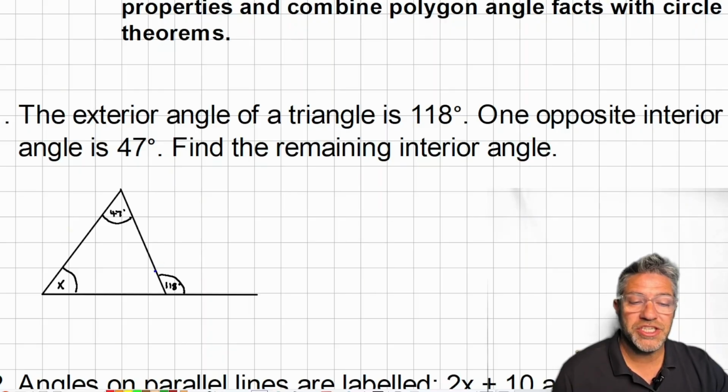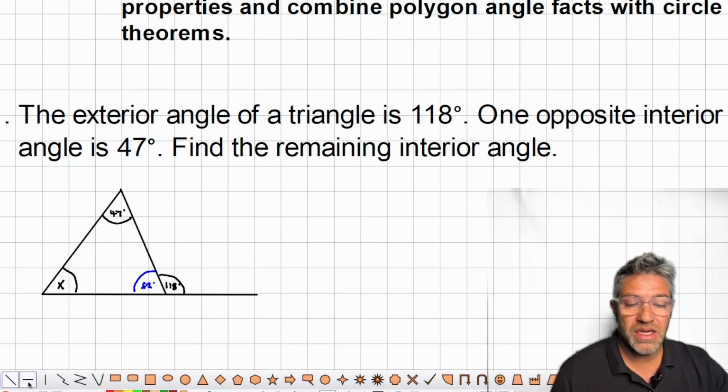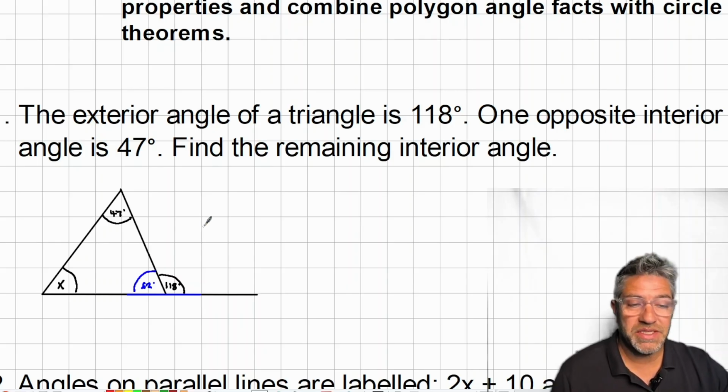Well, hopefully, without too much hesitation, people will realise that this angle has to be 62 degrees. If I just underline it, and I will colour code the notes for clarity, so if I do it in blue, we know that this interior angle has to be 62 because the angles on a straight line have to add up to 180. And 180 subtract 118 degrees equals 62 degrees.